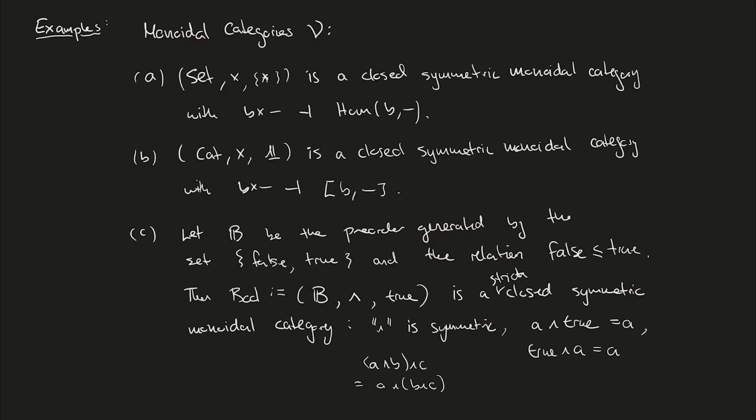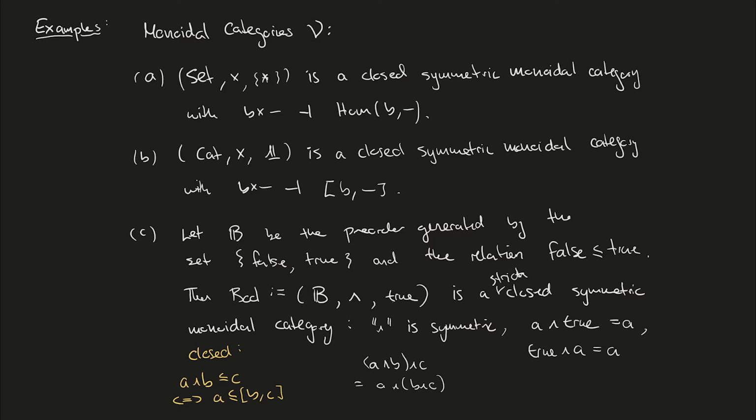Finally, we need to check that it's closed. What does this mean? Well, it means that the operation taking AND with A on the left has a right adjoint, but because we're in a preorder, having a right adjoint translates to the following condition. We have that A and B is less than or equal to C if and only if A is less than or equal to, and here comes the operation that we're trying to define, the internal Hom of B and C.